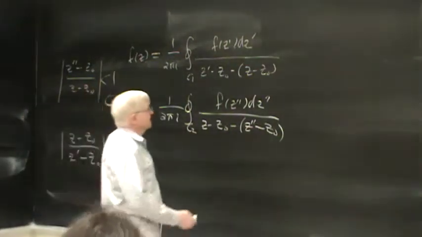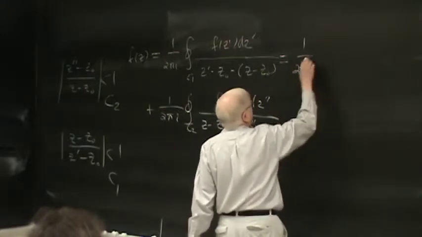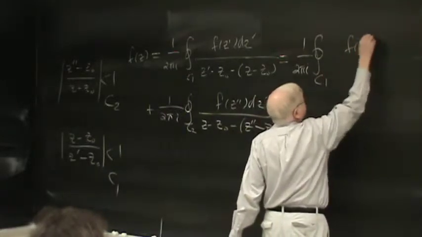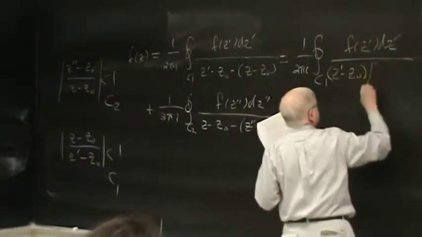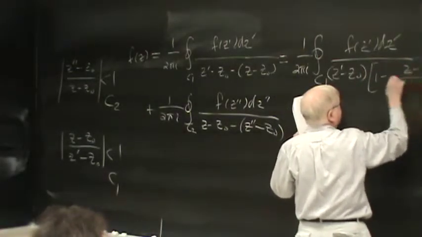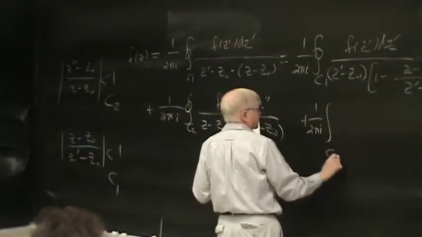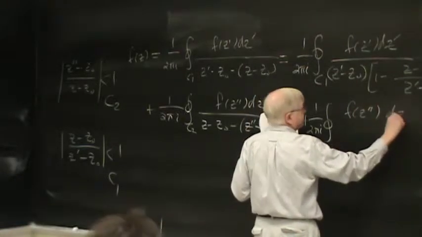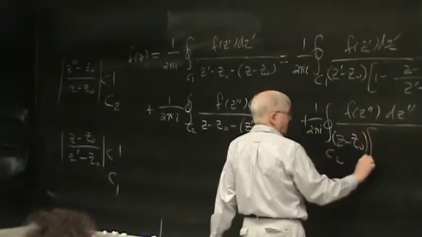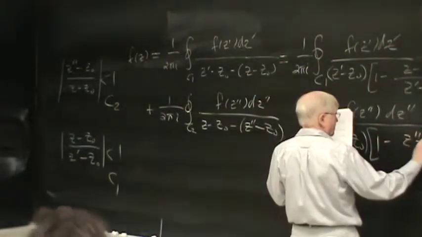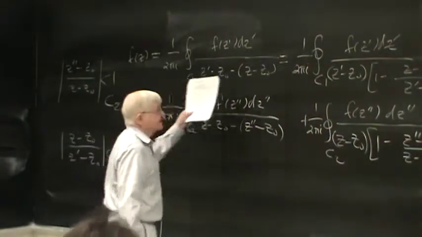But now we factor the denominators, and I think I'll take advantage of the blackboard here and write them this way. And what we'll do is pull out z prime minus z0, and what's left is 1 minus z minus z0 over z prime minus z0. And then this one is 1 over 2 pi i integral C2 f of z double prime dz double prime. And now we factor out z minus z0, and it's 1 minus z double prime minus z0 over z minus z0. Okay, so that's our expression. f of z is the sum of these two integrals.